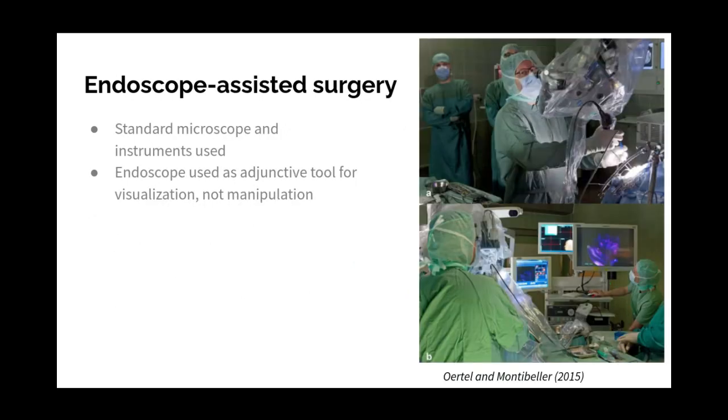And then lastly, you have what we call endoscope-assisted neurosurgery, which is basically using a standard microscope and its associated instruments. However, an endoscope is used as an adjunctive tool for visualization and not necessarily for manipulation of any tissues. It just provides a kind of an alternate image and light source.